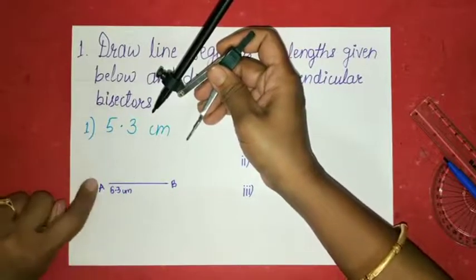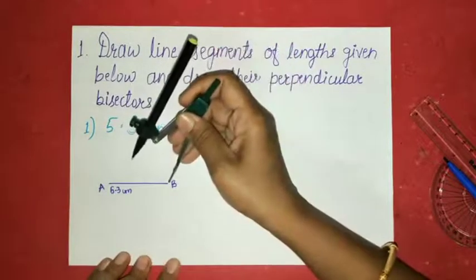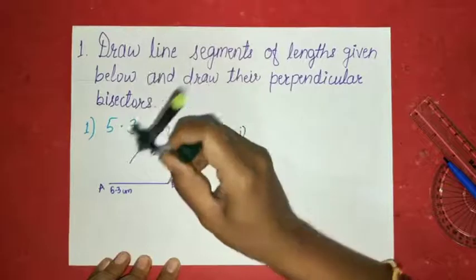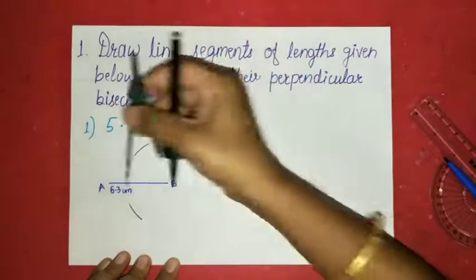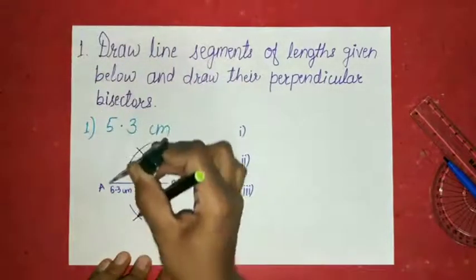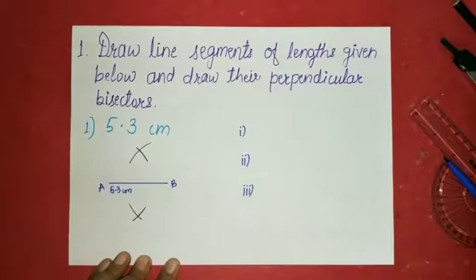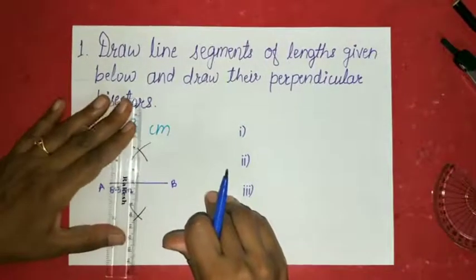Similarly, from vertex A, give the arc above and below the segment. So start, put it on B, give the arc one above, the other below. Then from vertex A, give the arc of the same measure above and below the segment. Now join these 2 points using a ruler.